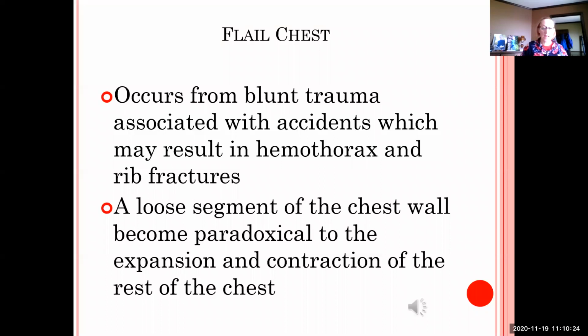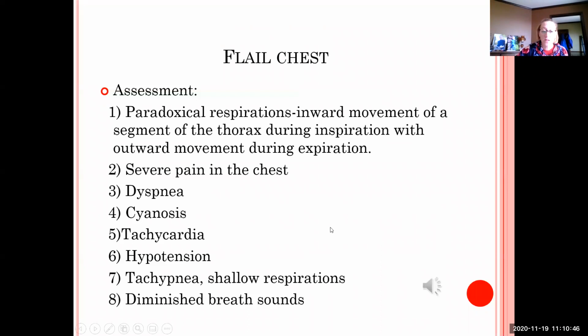So flail chest usually occurs from blunt trauma associated with accidents that may result in hemothorax and rib fractures. So your flail chest often occurs when there's lots of rib fractures, and then there's a loose segment of the chest wall that becomes paradoxical to the expansion and contraction of the rest of the chest.